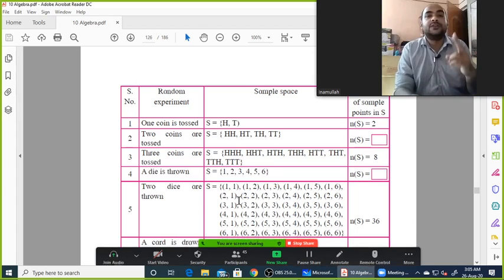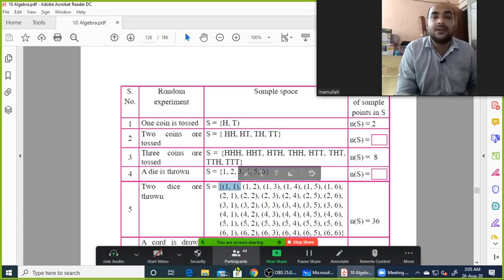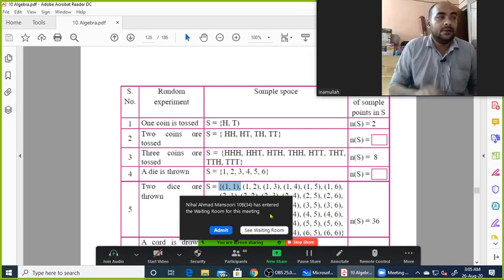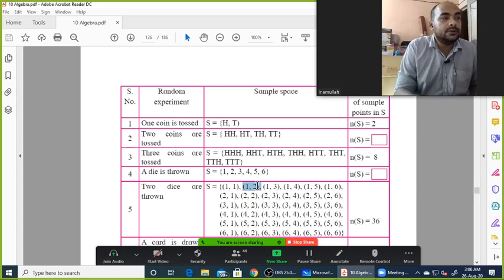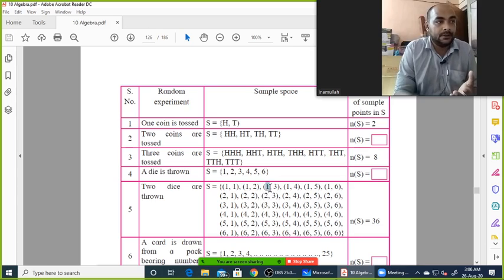If we roll two dice together, then we can have 36 possibilities. First possibility which we can have, that is (1,1). What is meant by (1,1)? In one bracket we wrote two numbers, that is 1 and 1. This indicates that the upper faces of both the dice are showing 1. Then we can have (1,2). This indicates that in first dice we are getting 1, in second dice we are getting 2. Then in first we can get 1, in second we can get 3, (1,4), (1,5) till (1,6).